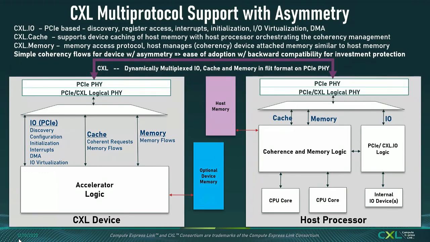The CXL.memory protocol is also optional for the device. So for example, if you have a type 1 device, you won't have CXL.memory, but if you have a type 2 or type 3 device, you will have the CXL.memory protocol. What this allows is for the processor, as well as other CXL devices that have CXL.cache semantics, to access the device attached memory, shown in the blue color here, and to do that coherently.